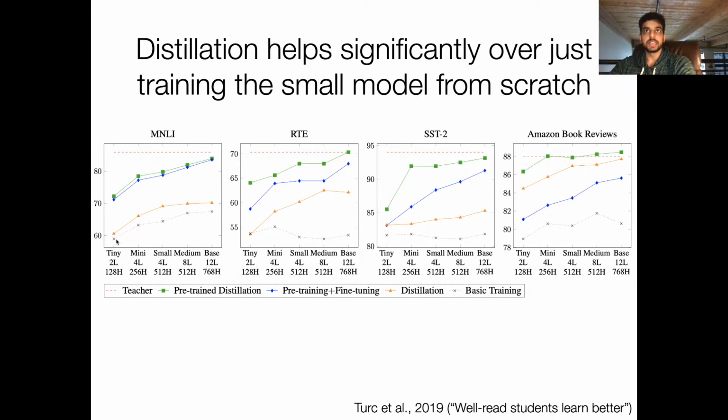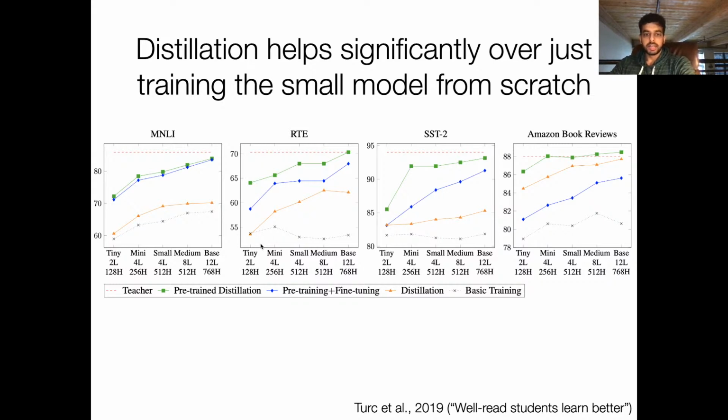So if you see on the slide, this bottom line here, the dashed dotted line with the X's, this is a model where you just train BERT from scratch with a much smaller architecture. So they tried a bunch of different architectures: tiny, mini, small, medium, base. You can see the number of layers and the hidden dimensionality here. And these 3 other lines, the orange, blue, and green line, represent different types of distillation. And the red dotted line at the top is the teacher model. So this is kind of the upper bound.